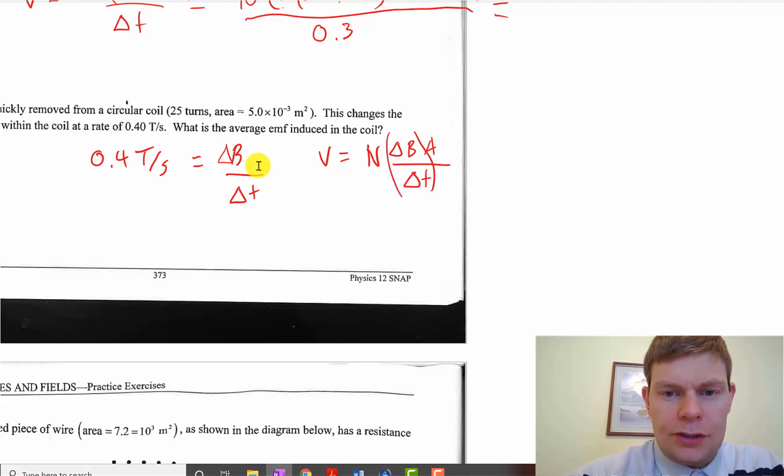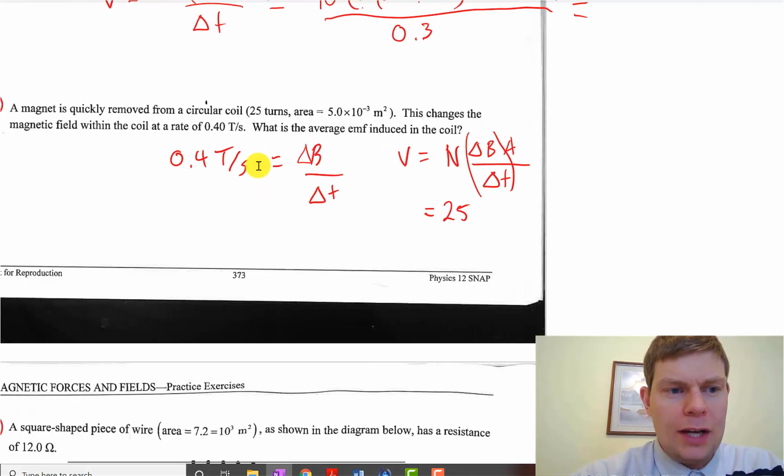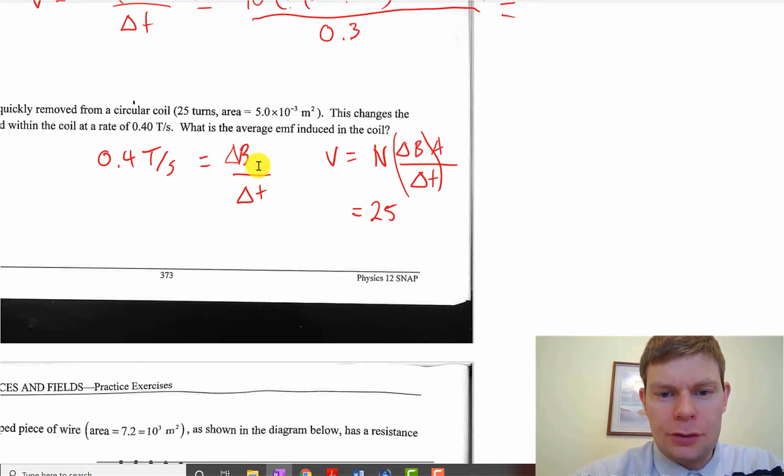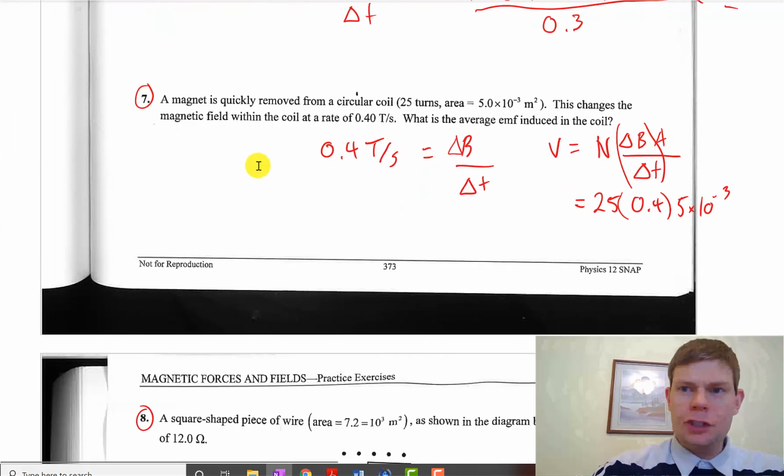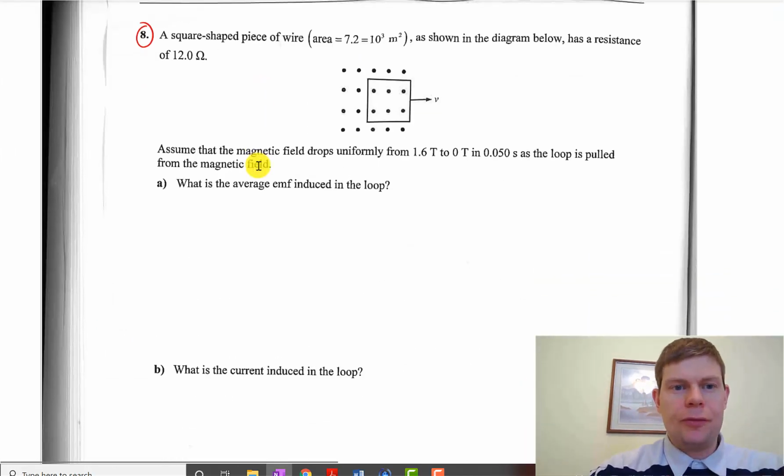But all of this is just one thing. So we will just go 25 times our rate of change of the magnetic field, which is just 0.4. That's taking care of both those variables for us. And then times the area, which is just 5 times 10 to the minus 3. And that's that one. All right, last guy.